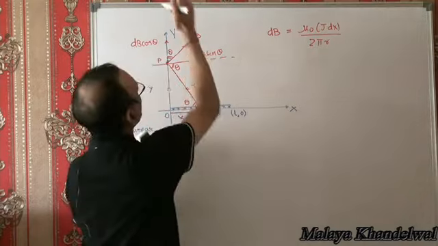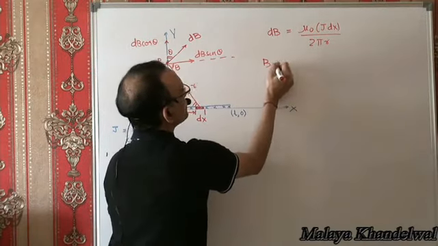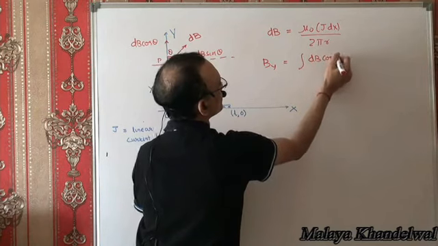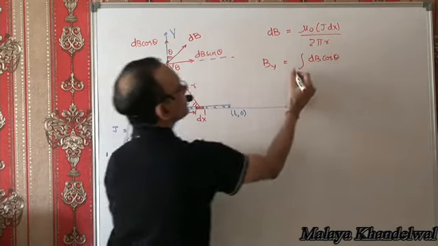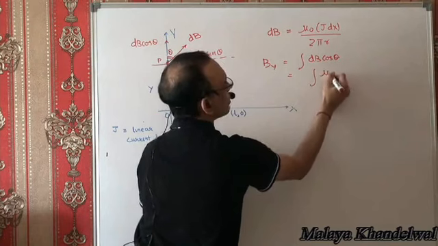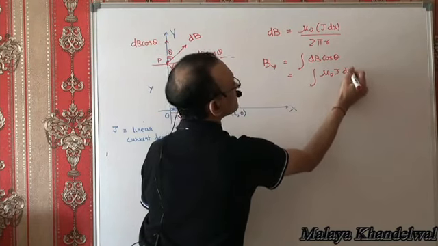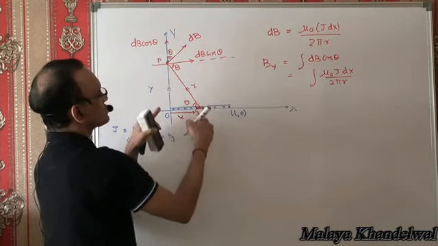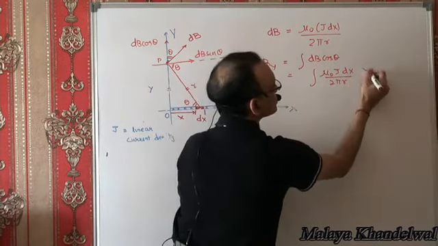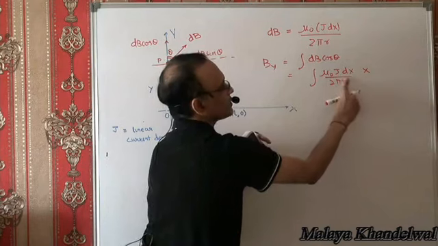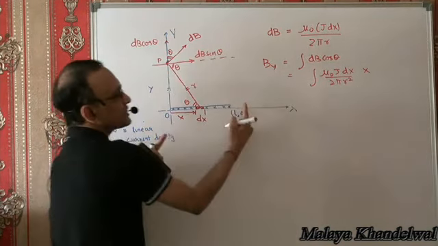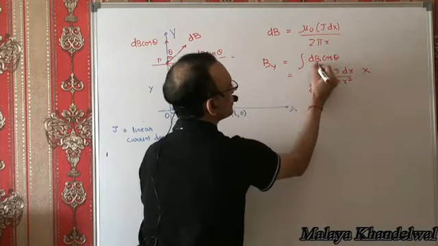So the net field in the y direction would be the sum of all the dB cos thetas, where dB is μ₀ j dx divided by 2πr, and cos theta is x by r, so x divided by r, which will become r squared. Here x runs from 0 to L.